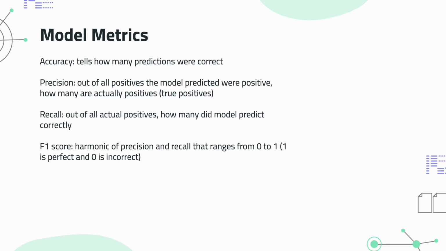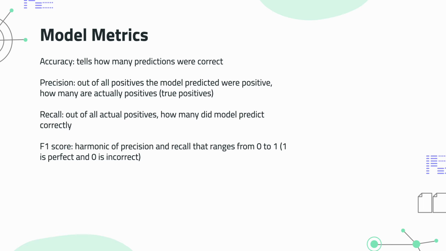Accuracy tells you how many predictions were correct, how many predictions versus the test were actually right. Precision: out of all the positives the model predicted, how many were truly positive? Recall: out of all actual positives, how many did the model predict correctly? And F1 score is the harmonic mean of precision and recall, and it ranges from 0 to 1. 1 is perfect and 0 is not.